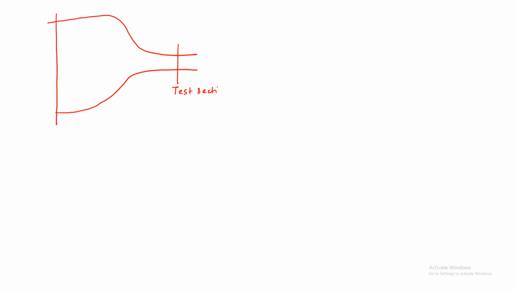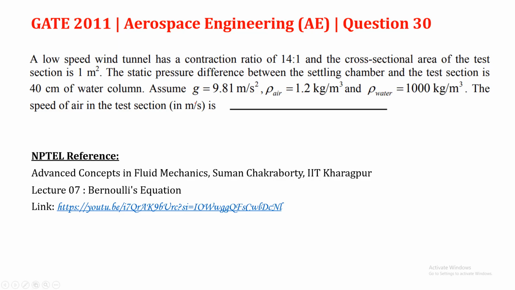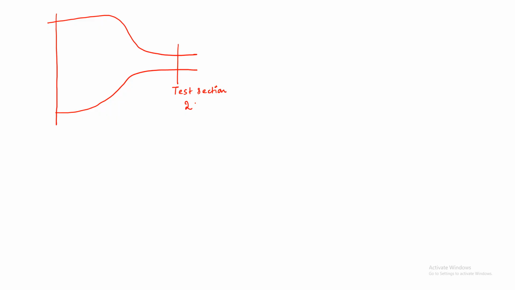Usually a typical wind tunnel will look like this. It is getting contracted. Let's say this is where we have the test section, which we take to be 2, and another one is the settling chamber, which would be somewhere here. Let's take this section as 1 and this section as 2. They are saying A1 by A2 will be 14.